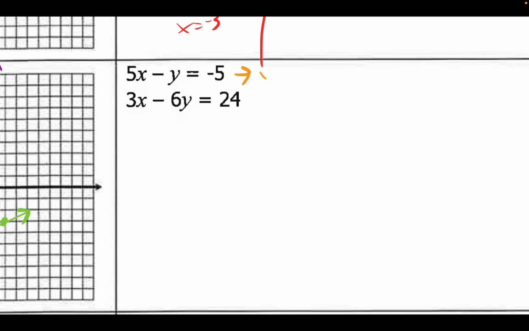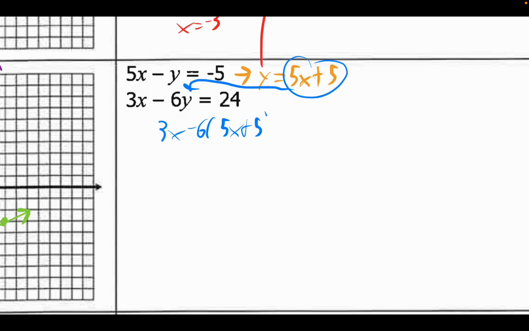And just like we solved for y when solving by graphing, it results again in y equals 5x plus 5. Thankfully that didn't change. It'd be awkward if it did. And I plug this into my other equation, and I get 3x minus 6 times 5x plus 5 equals 24. And so now as I distribute the negative 6, making sure I note that this is a negative 6, I get 3x minus 30x minus 30 equals 24.